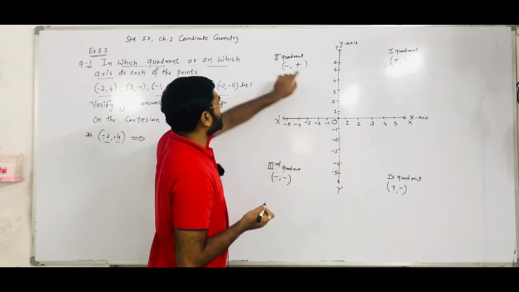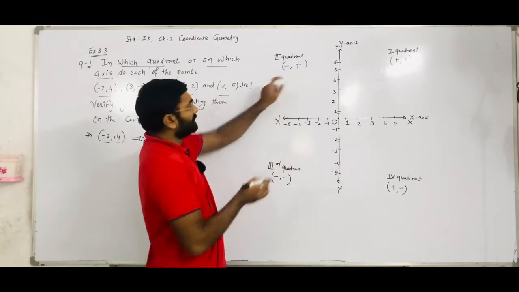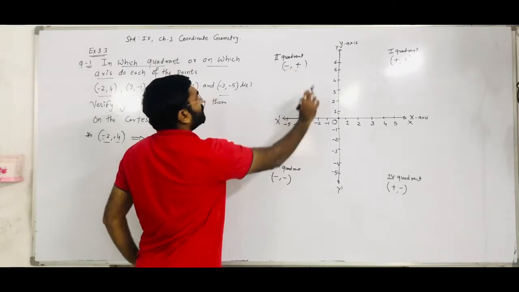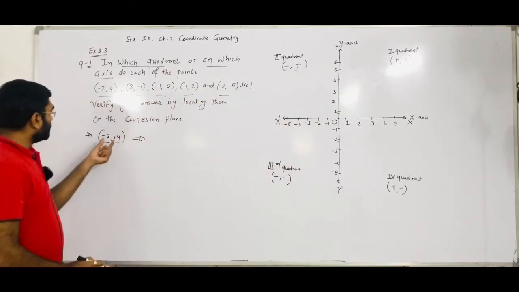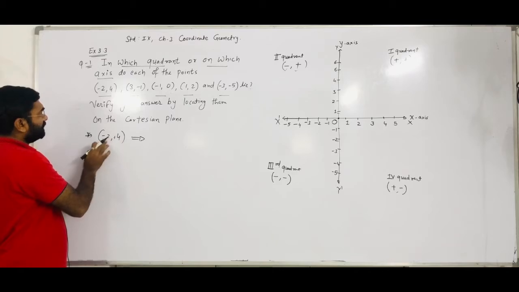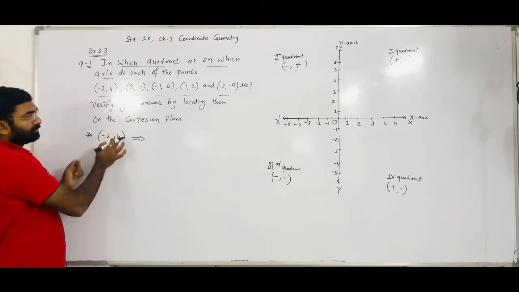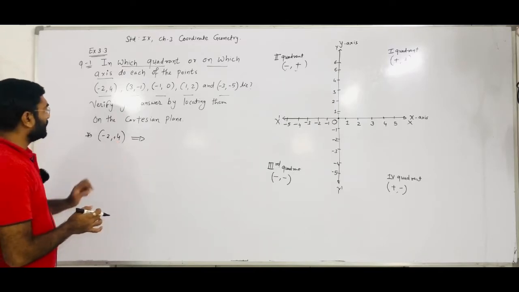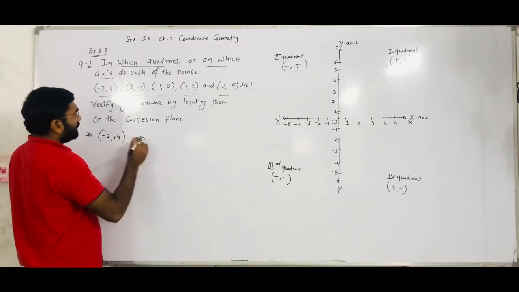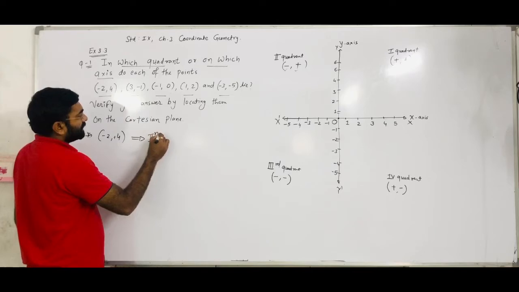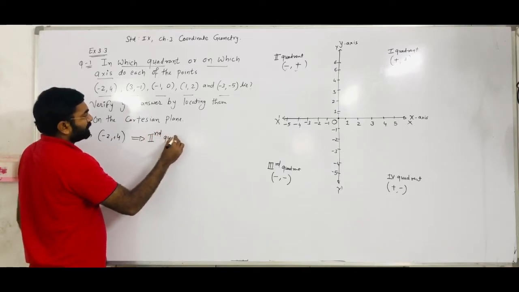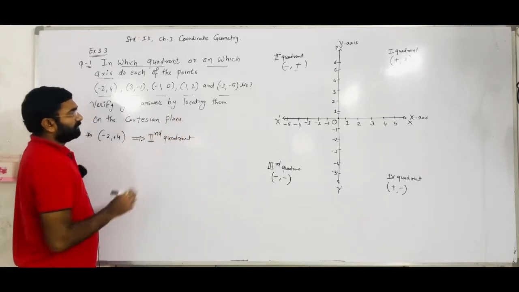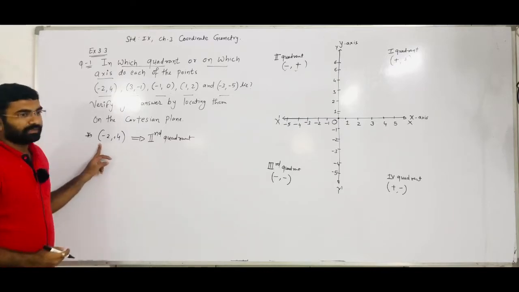We can say it lies in the second quadrant, right? The x coordinate is minus, the y coordinate is plus. So in the given point, minus is the x coordinate and plus is the y coordinate. So that point lies in the second quadrant. That way you can say this point lies in the second quadrant.